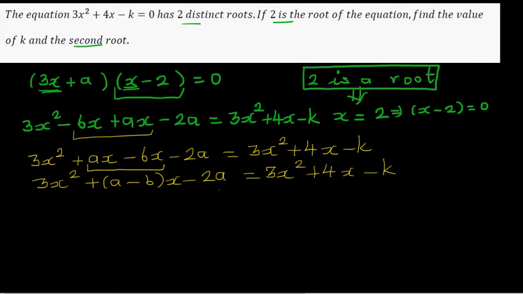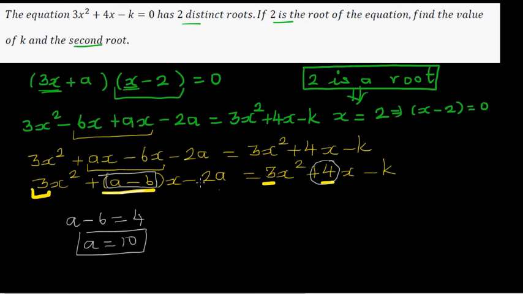So now if you compare the left with the right, what can you say? You can set this 3 equal to this 3. Then a minus 6 is equal to 4. So this a minus 6 can be compared with this 4. That's the main step. Because 3x squared can be compared with 3x squared, and a minus 6 can be compared to 4. That means a should be 10.